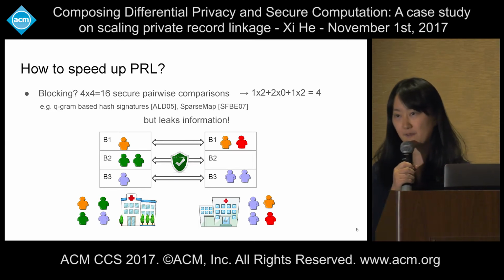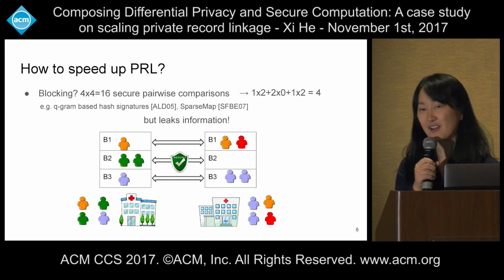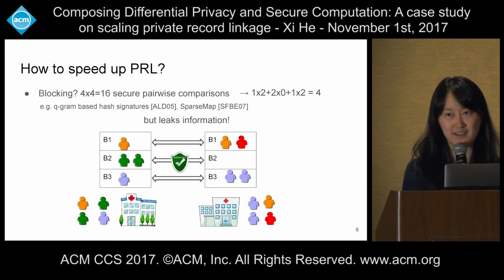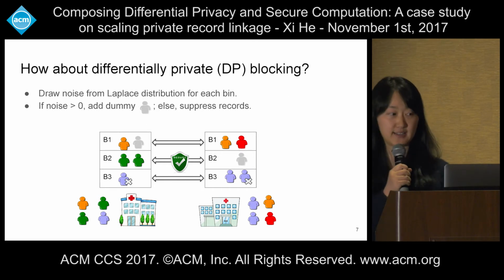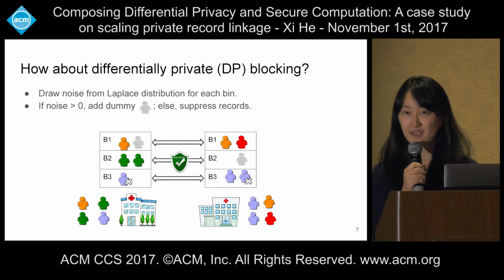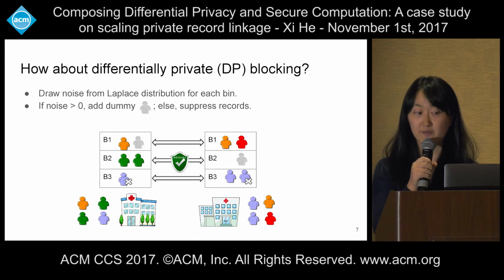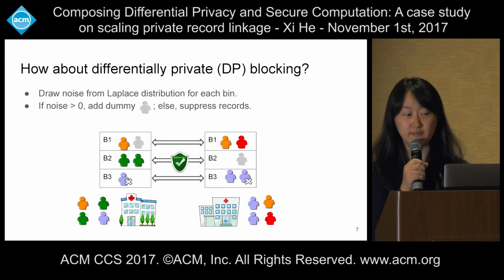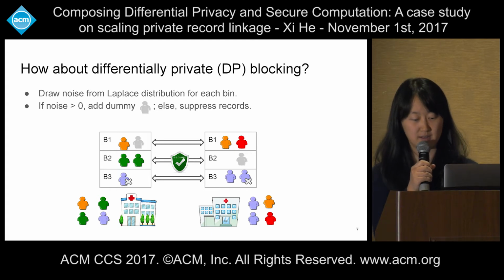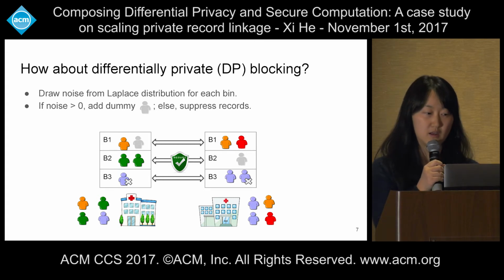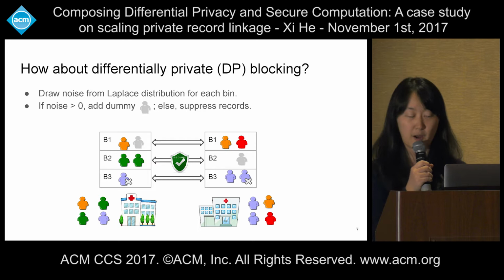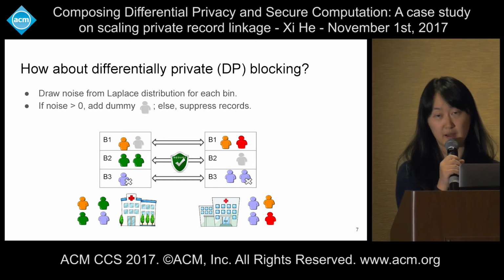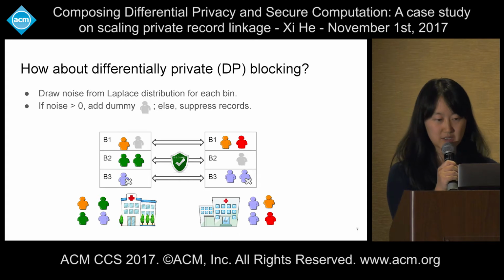So how about differentially private record blocking? We heard a talk just now on what differential privacy is. It's very strong, so how about applying differential privacy in this case? The key idea is to draw noise from a Laplace distribution for each bin. If the noise is greater than 0, you add dummy records to that bin. If it's negative, you suppress the corresponding number of records. This way, you can still compare noisy records from the bins. This approach still gives you a reasonably good reduction in the number of secure pairwise comparisons. So this is the key idea.